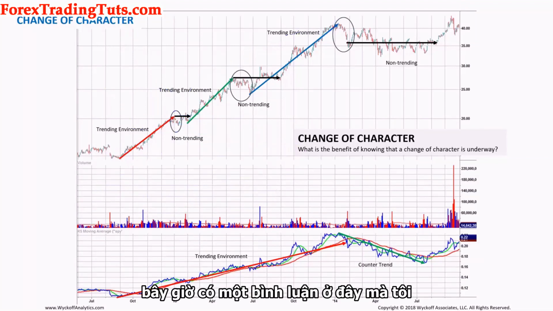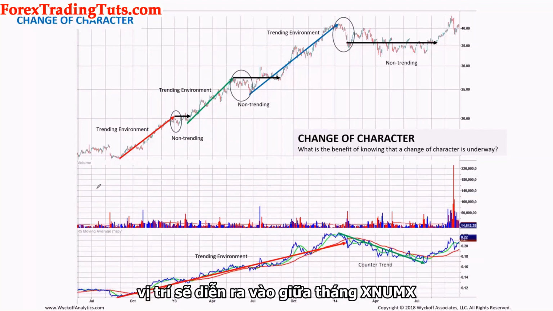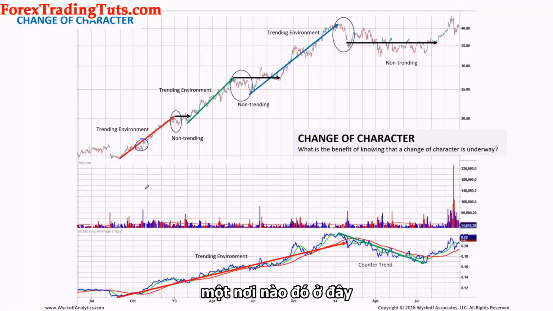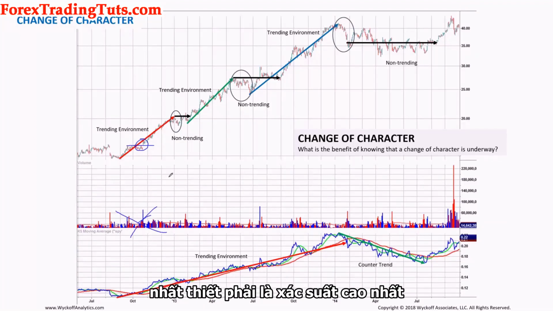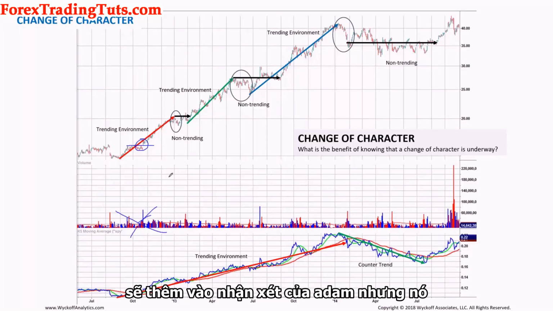Now, there was one comment here, which I really liked, from Adam. Adam said that the high probability place to open the position is going to be in mid-October, somewhere here, which is based, I believe, Adam said, on the high volume signature. So disregarding even the volume signature, which we will discuss in the second month, this is a correct place to think about the point of entry. This is not necessarily the highest probability place, and that's the only caveat that I would add to Adam's remark, but it's still one of the points of entry that we will be discussing in this course.